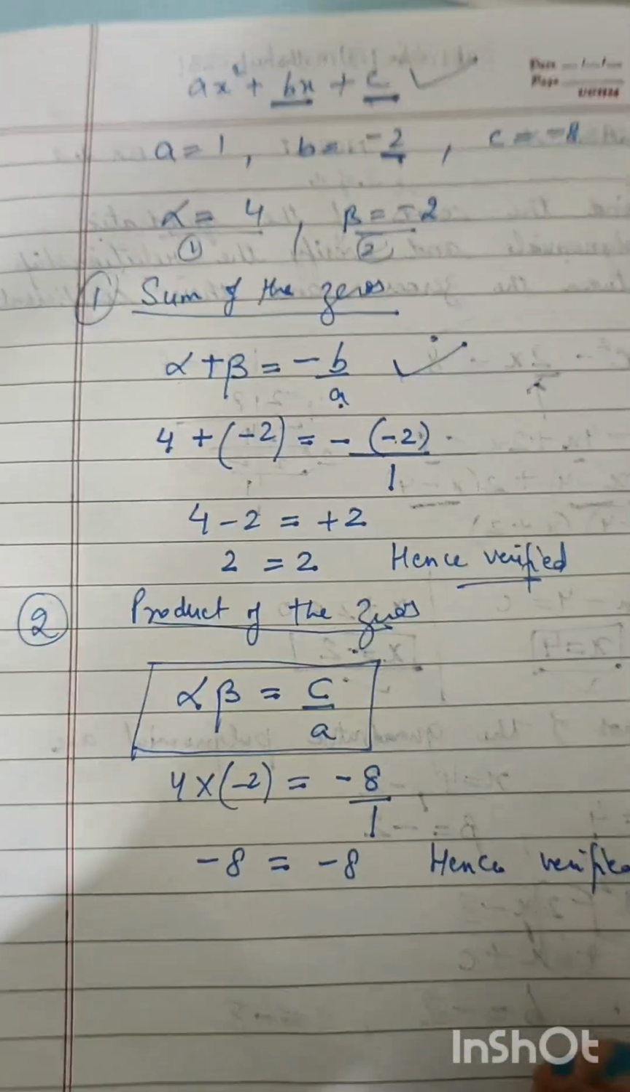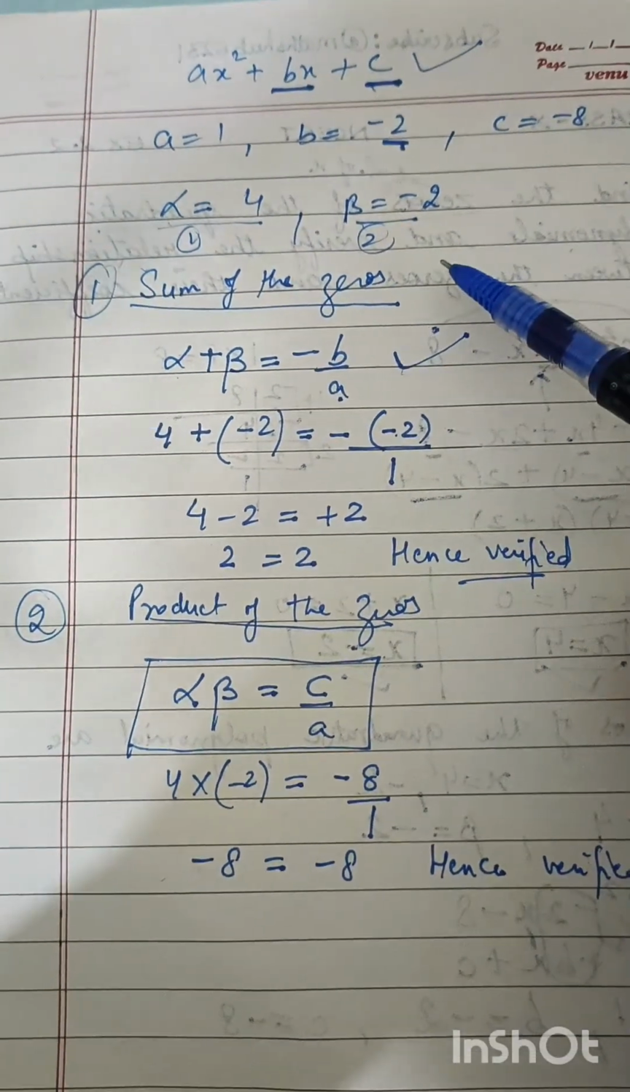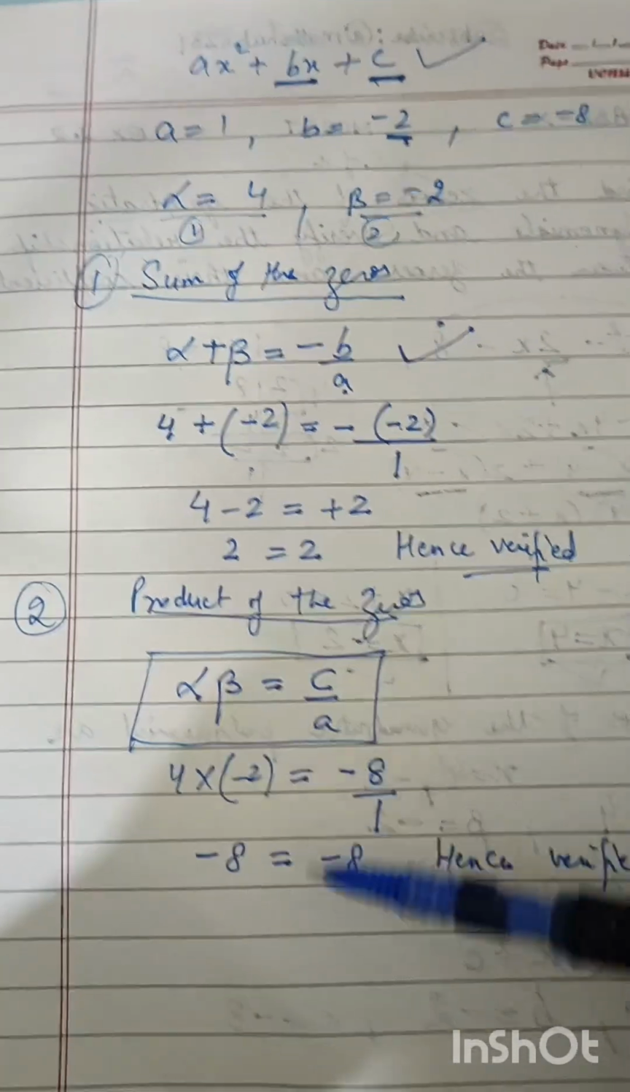So whenever you want to find the sum of the zeros, you can take alpha and beta as the two zeros, and then you can proceed with this method.